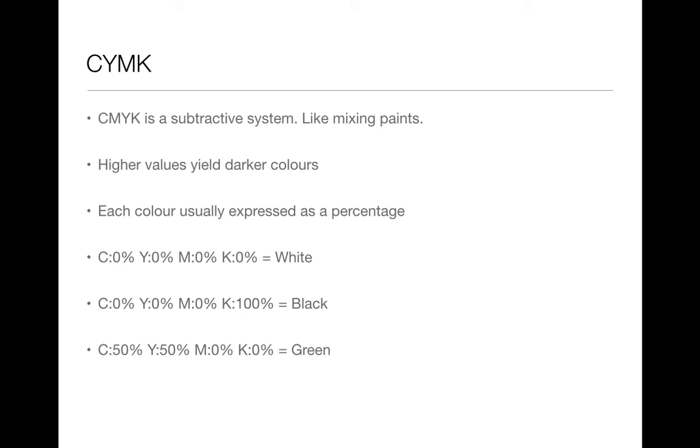We usually express them as a percentage. So you go from 0% cyan to 100% cyan, for example. If you've no cyan, no yellow, no magenta, no black, if you've got your white sheet of paper with no ink, you're looking at white. If you've no cyan, no yellow, no magenta, and 100% black, you've got black.